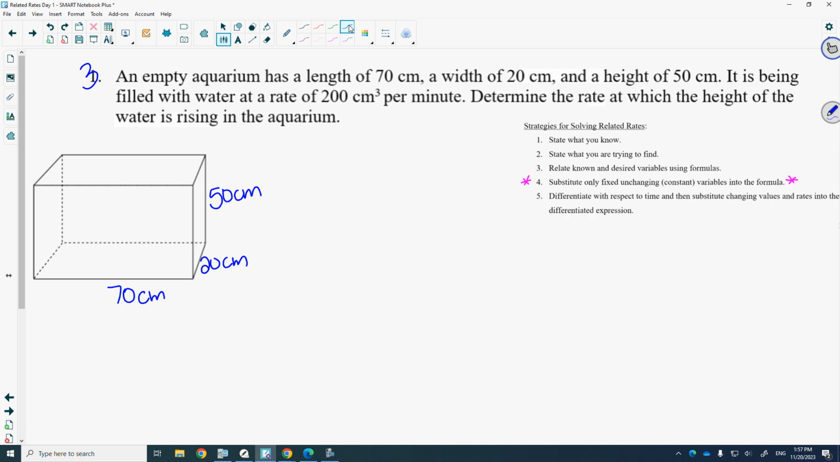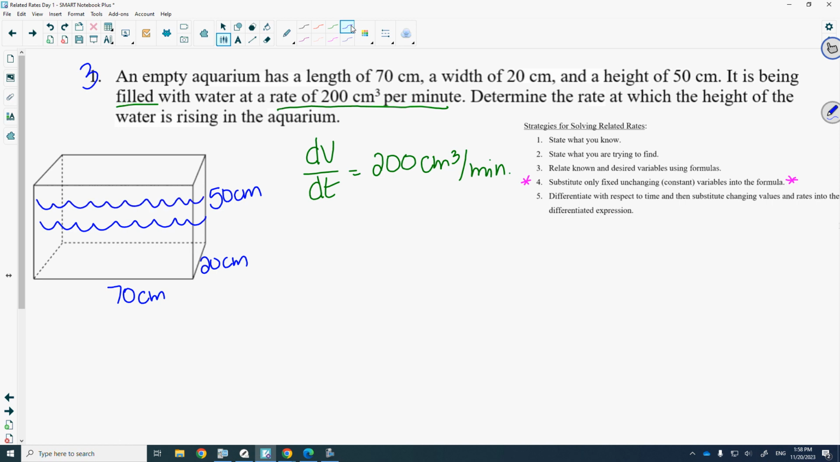What you're doing is you're filling this aquarium with water. So it says it is being filled with water at a rate of... if we're filling it with water, what's changing? Volume. So even though it doesn't tell me volume, if you're filling this aquarium, that's dV/dt. So dV/dt is 200. You're filling it at a rate of 200 cubic centimeters. Okay, so what's happening is the water in this aquarium is basically going to be going up.